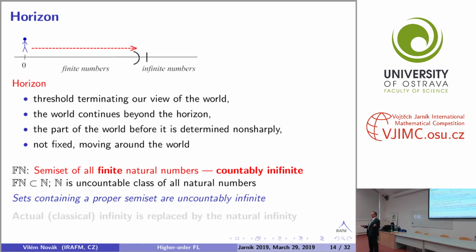Again, I can refer to my previous examples with 10 to the 120. This is for sure an infinite number. Only we pretend it is finite, but it is not. By the definition, sets containing a proper semiset are uncountably infinite. This means that in the construction of natural numbers, every natural number here contains the whole semiset of finite natural numbers, and therefore any natural number here is infinite.